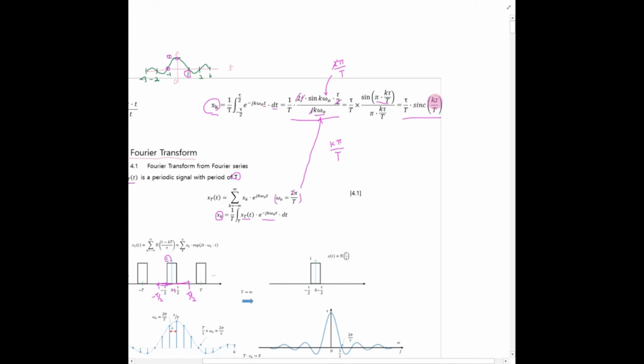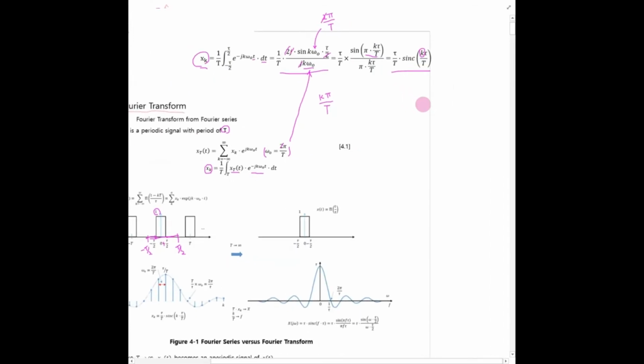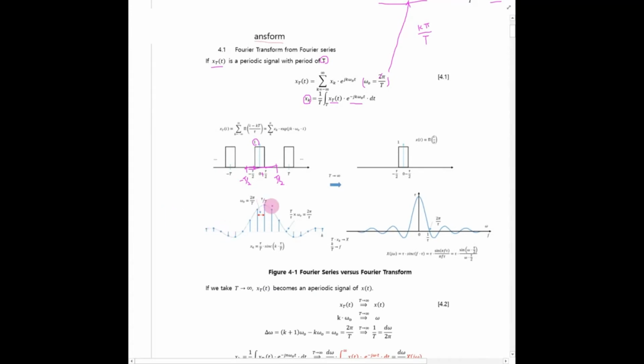The kth harmonic means this one. I plotted the sinc function over here. You can see the dotted line is a sinc function. And X_k is given as tau over T times sinc of k tau over T. I said that at the first null point, this argument should be 1. To be that, on this k axis, the harmonic index k should be T over tau. Then this becomes 1.